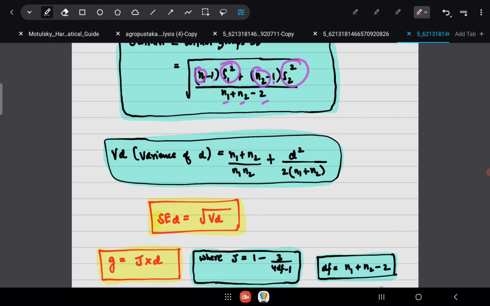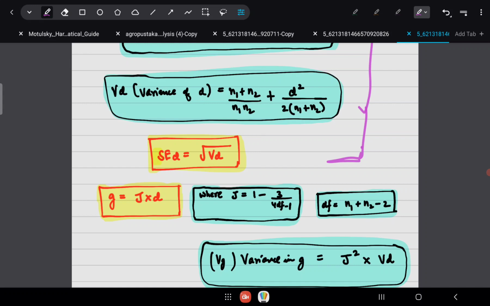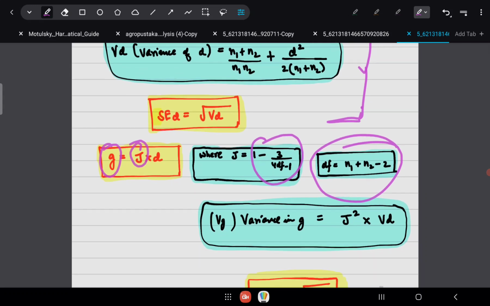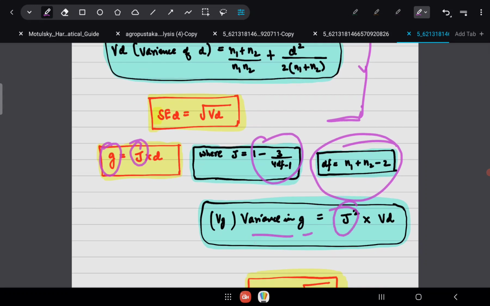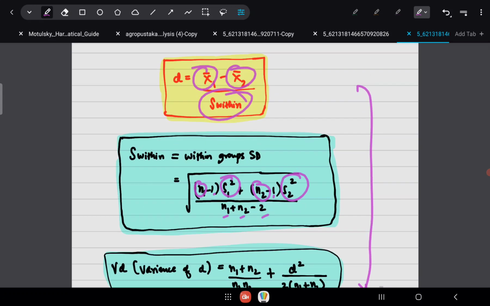So until this step, we have calculated Cohen's d, right? And you know that Cohen's d actually overestimates the effect size. So we sometimes decide to do correction in the Cohen's d and calculate Hedges G. So we'll use the J correction factor. The J correction factor will be 1 minus 3 by 4 times degree of freedom minus 1. This is the formula for degree of freedom. And then you can calculate the variance in G also. That will be J square into VD, and then you can calculate the standard error in Hedges G. So these are the formulas.